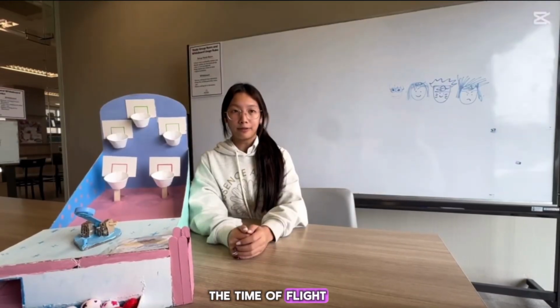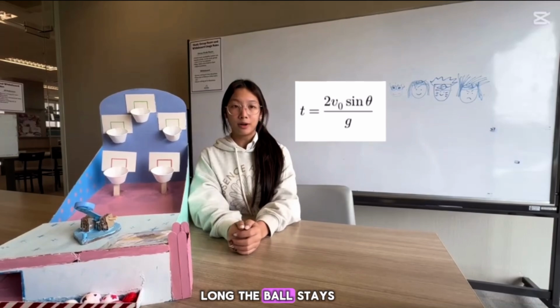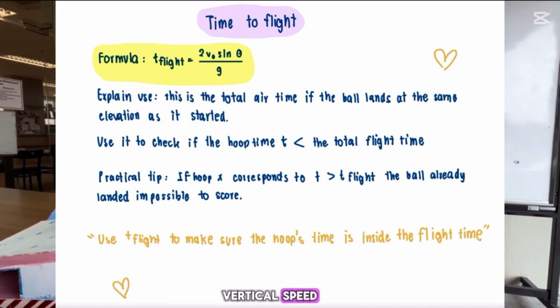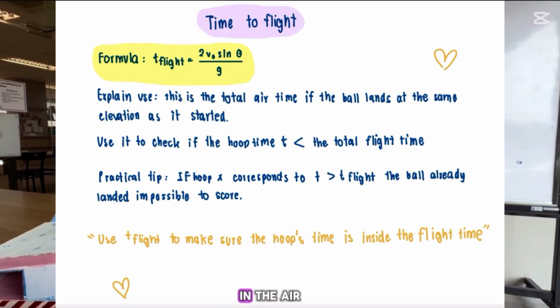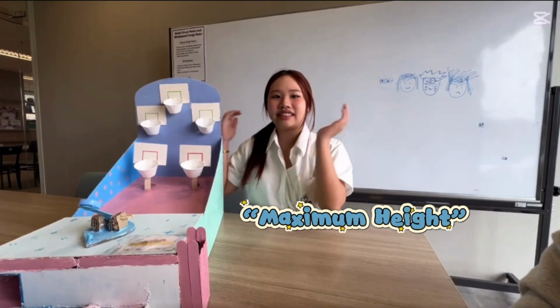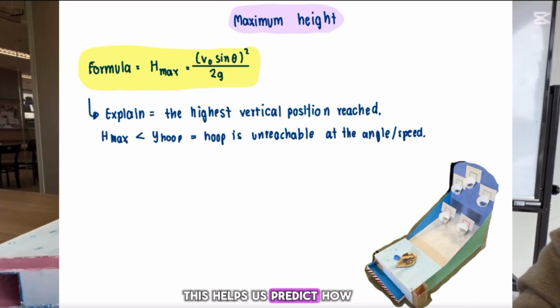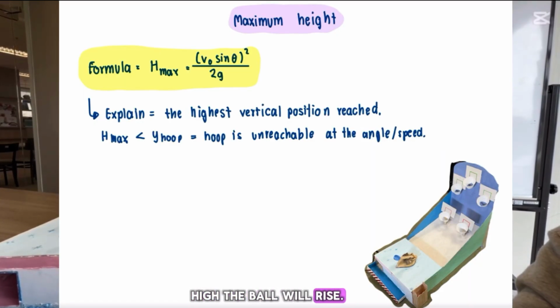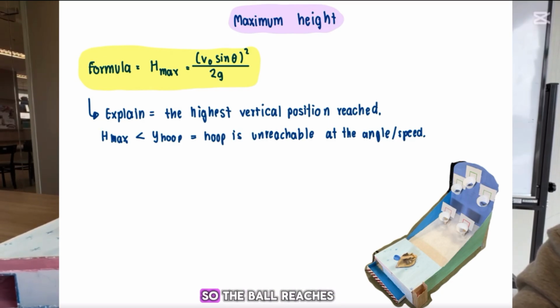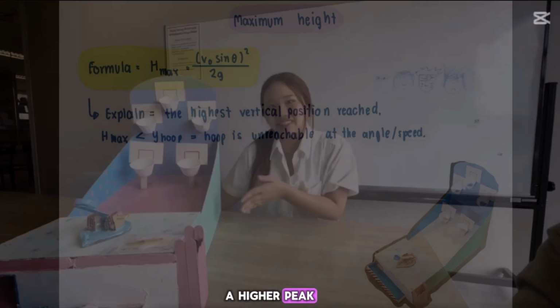Next is the time of flight. This tells us how long the ball stays in the air before hitting the ground. A higher angle means more vertical speed, so the ball stays in the air longer. Higher angles, more time in the air. The fourth formula is the maximum height. This helps us predict how high the ball will rise. If the angle is bigger, the vertical component of the speed is bigger, so the ball reaches a higher peak.